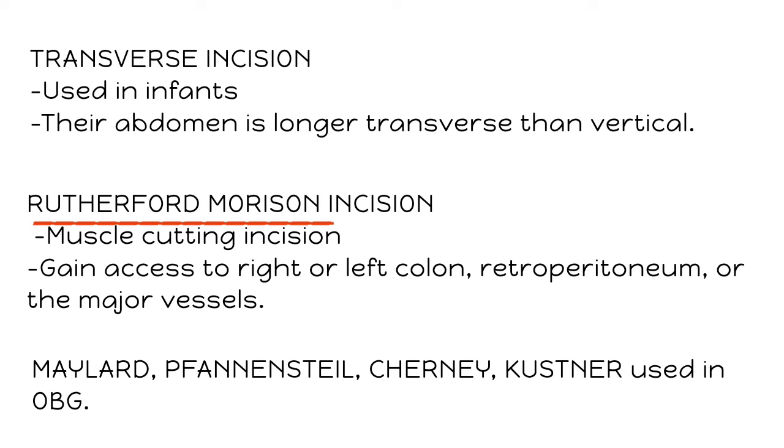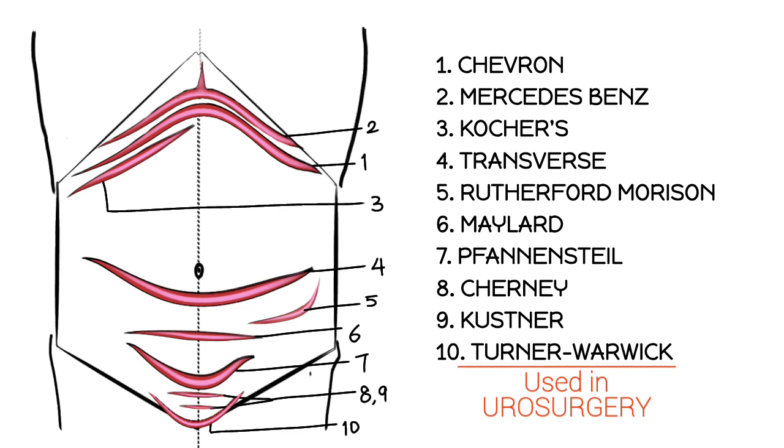Rutherford-Morison incision is a muscle-cutting incision used to gain access to the right or left colon, retroperitoneum, or the major vessels. Maylard and Pfannenstiel incisions are used in obstetrics and gynecology. Turner-Warwick is used in urology.